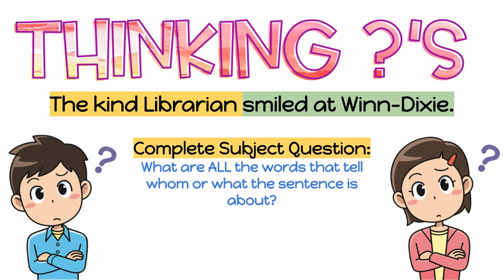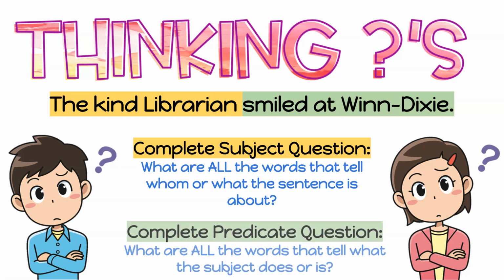Well, when identifying the complete subject, you ask yourself, what are all the words that tell whom or what the sentence is about? Well, we're not just going to say the librarian, we're going to say the Kind's librarian, because that's all the words that describe who the sentence is all about. And when trying to identify the complete predicate, we're going to ask ourselves, what are all the words that tell what the subject does or is? So instead of just saying smiled, we're going to say smiled at Winn-Dixie. So complete subjects and complete predicates just have that extra detail in there.